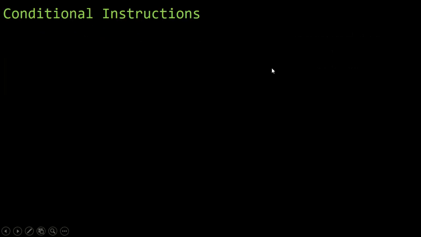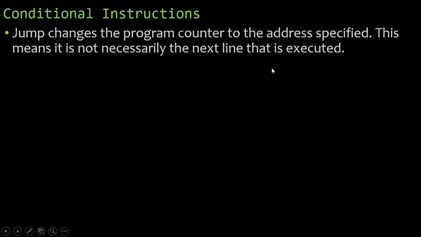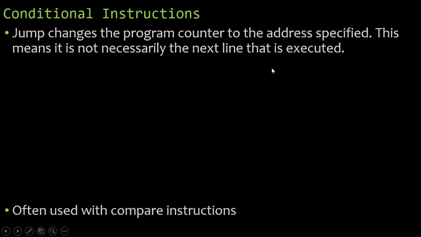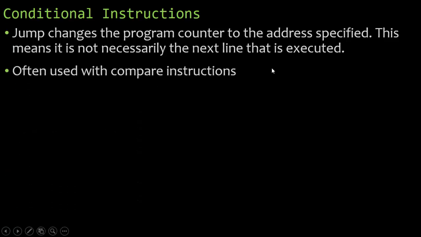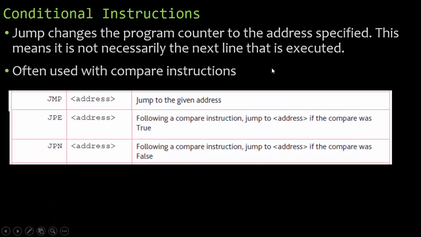We also have conditional instructions. So jump changes the program counter to the address specified. This means it's not necessarily the next line that is executed. We could jump over several lines of code. It's often used with compare instructions. So you're going to see jump most of the time when you see the compare instructions.